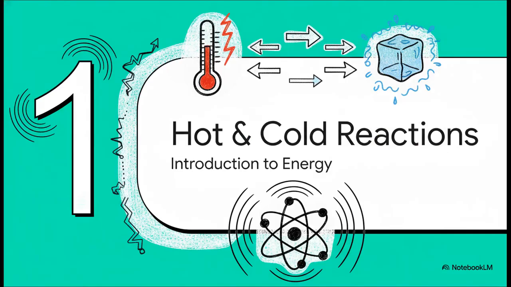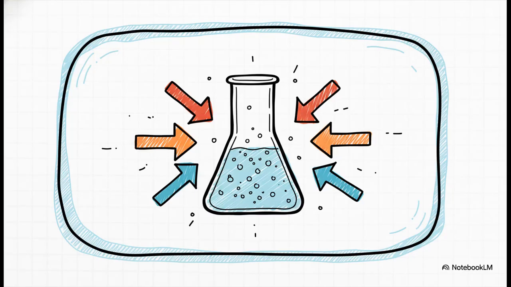All right, first things first, let's lock in the one fundamental idea that makes all of this work. This right here, this is the core concept. Just think of the system as the chemicals themselves, the actual stuff that's reacting. And the surroundings? Well, that's literally everything else. The beaker, the air, your hand if you're holding it. So what we feel as hot or cold is just the direction that energy is flowing. Is the reaction giving energy out to its surroundings, or is it pulling energy in?